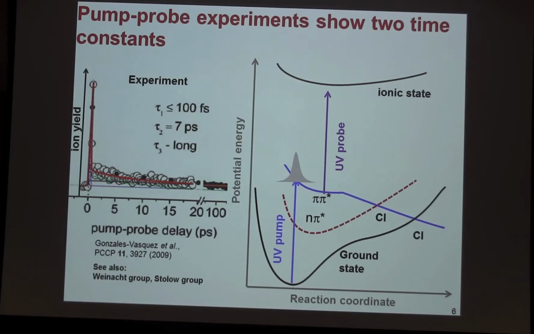So you can now follow this wave packet by counting ions as a function of pump-probe delay, which is given on this side here. This is one of many experiments that come from the group of Thomas Schultz, one of our collaborators, and you can see two prominent decay patterns of the ions here. One is 100 femtoseconds, really short. The other one is 7 picoseconds.